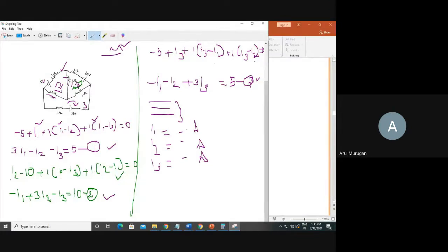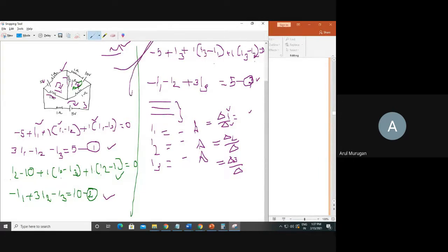Otherwise, if you want to do it theoretically, what is I1? I1 means the formula delta 1 divided by delta. Similarly, I2 means what is the formula? Delta 2 divided by delta. Then similarly, I3 means what is the formula? Delta 3 divided by delta. So write the equations, delta 1 by delta, then you will find out the answer matrix. Okay, that's all about mesh analysis.